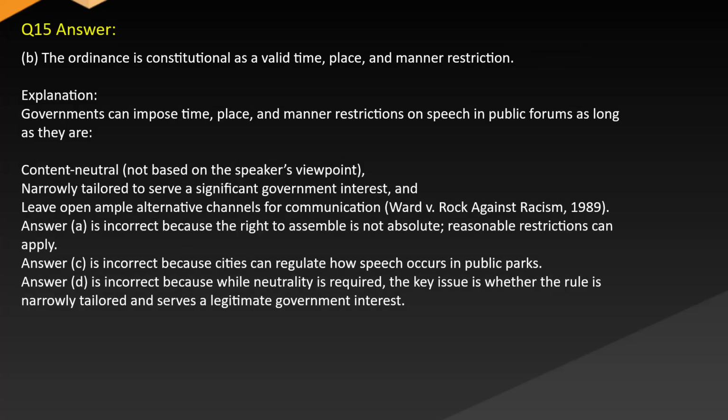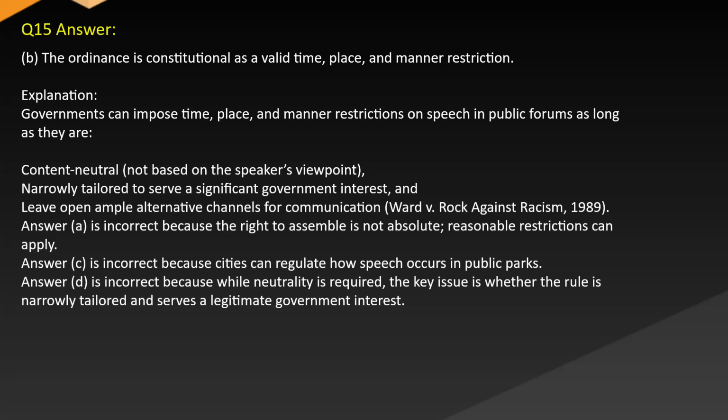Answer B. The ordinance is constitutional as a valid time, place, and manner restriction. Explanation. Governments can impose time, place, and manner restrictions on speech in public forums as long as they are content neutral, not based on the speaker's viewpoint, narrowly tailored to serve a significant government interest, and leave open ample alternative channels for communication. Ward v. Rock Against Racism, 1989.